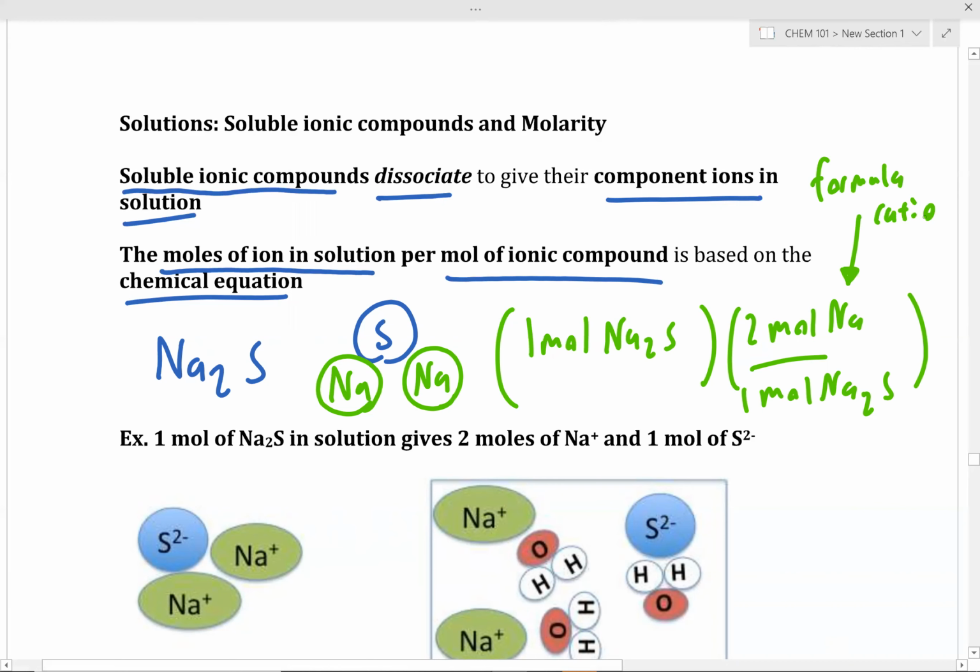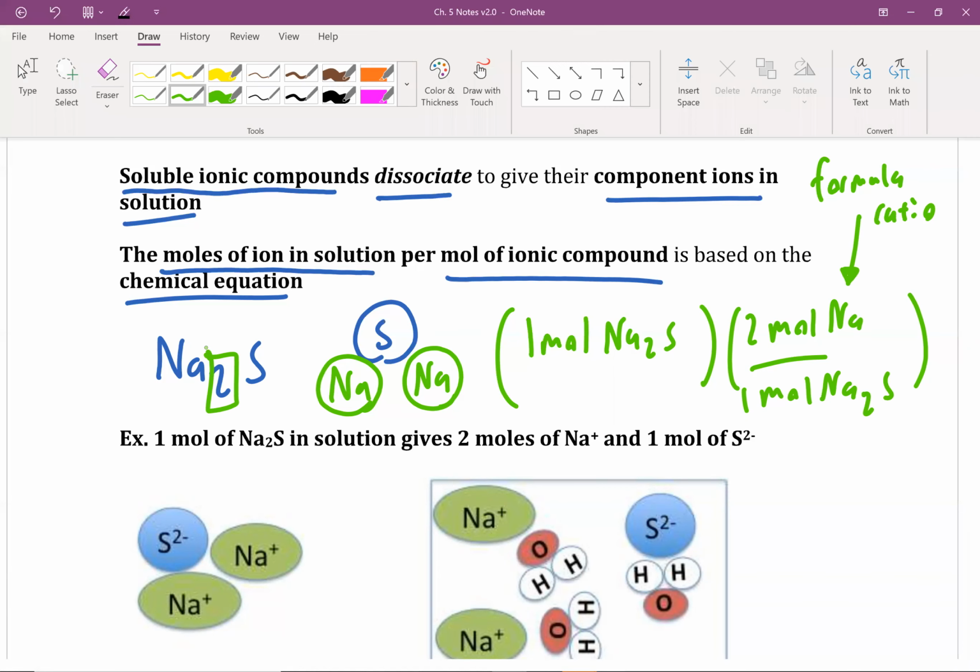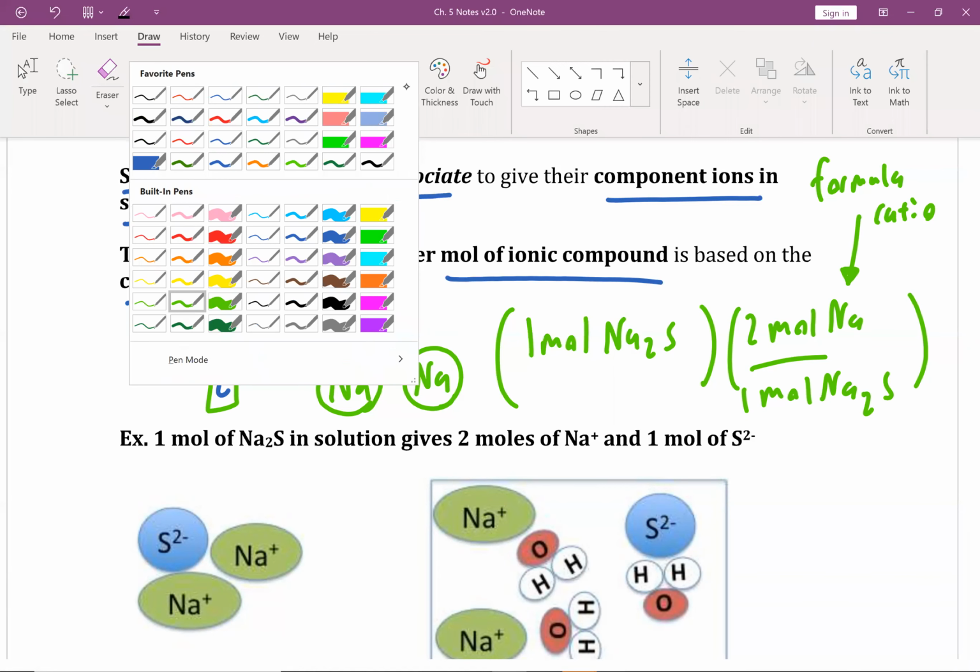Right? And are we comfortable using formula ratios? We've used it to calculate numbers of atoms, right? We've also even used it to calculate numbers of ions in a compound. And that's all you're doing. You're reading the formula and using the formula ratio to indicate the number of each ion found in your ionic compound, and as a result, the number of ions that we get in solution, right? So this is actually something that we've seen before.